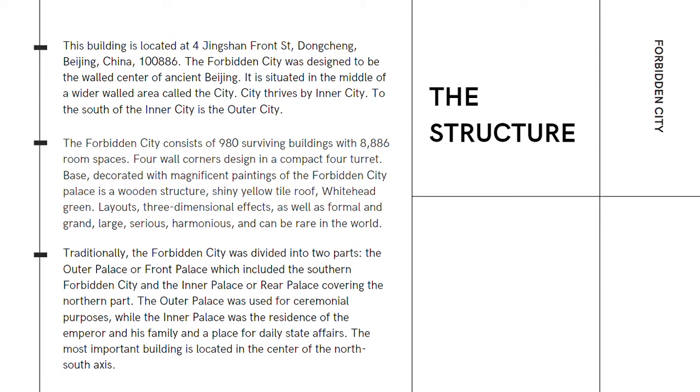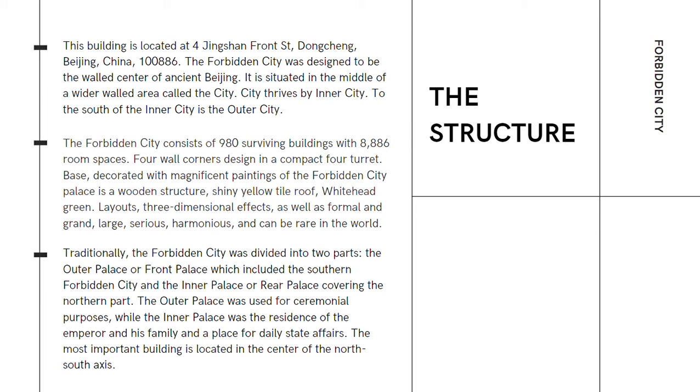The Forbidden City consists of 908 surviving buildings with 8,886 rooms. The four wall corners are designed with compact four-turret bases decorated with magnificent paintings. The Forbidden Palace is a wooden structure with shiny yellow tile roofs and a white and green layout. Its three-dimensional effects, as well as its formal and grand, large, serious, and harmonious style, are rare in the world.